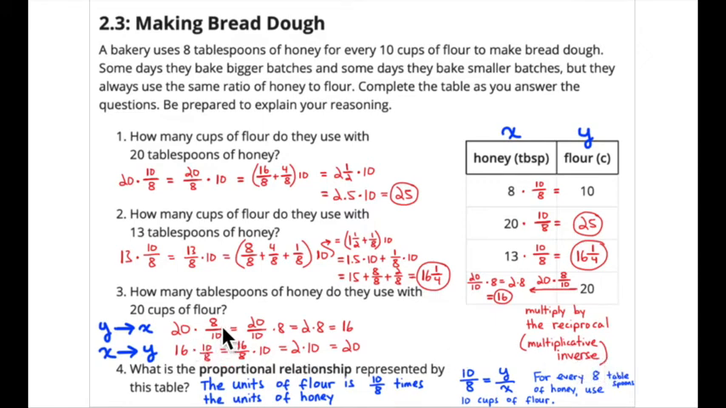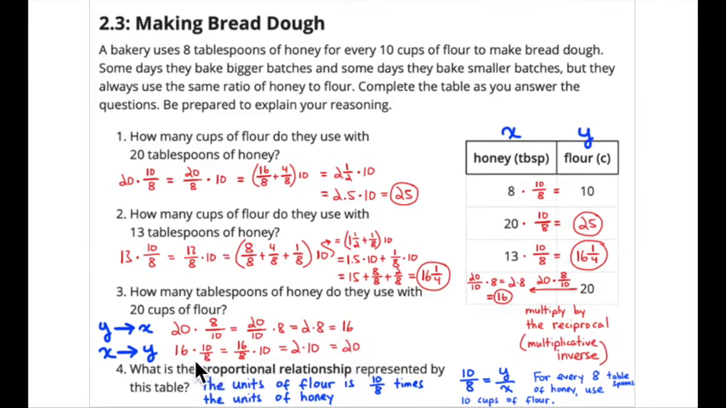So 20 times 8/10 is equal to 20/10, 20 divided by 10 times 8. Well, 20 divided by 10 is 2. 2 times 8 is 16. But now if you turn it around and multiply 16 times 10/8, that's what I'm doing here. 16 times 10/8, you get 16/8 times 10. 16 divided by 8 is 2, times 10 is 20. So you get that 20 back.